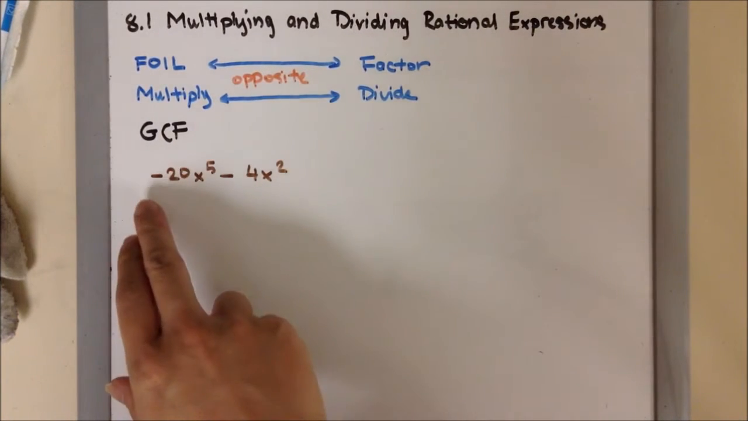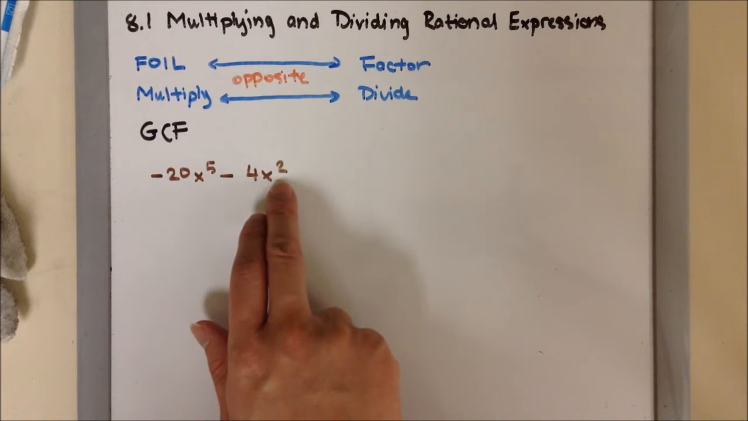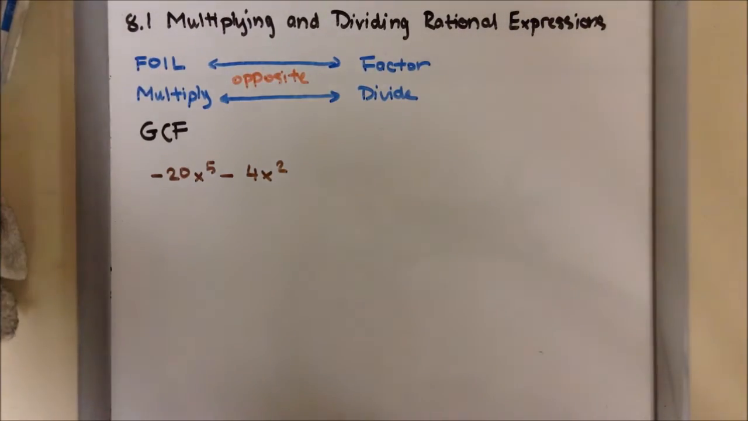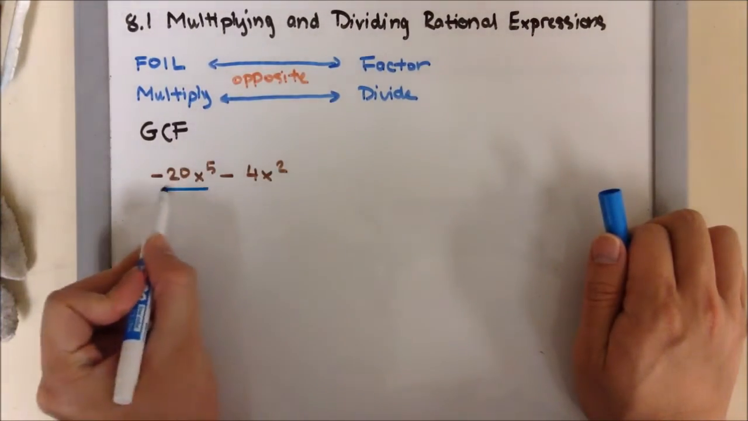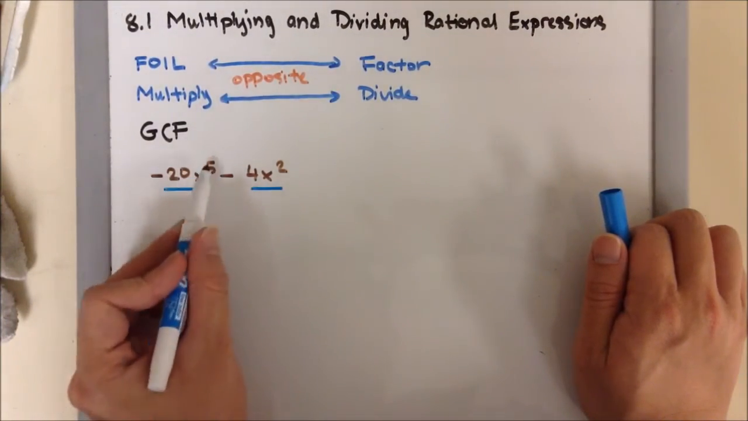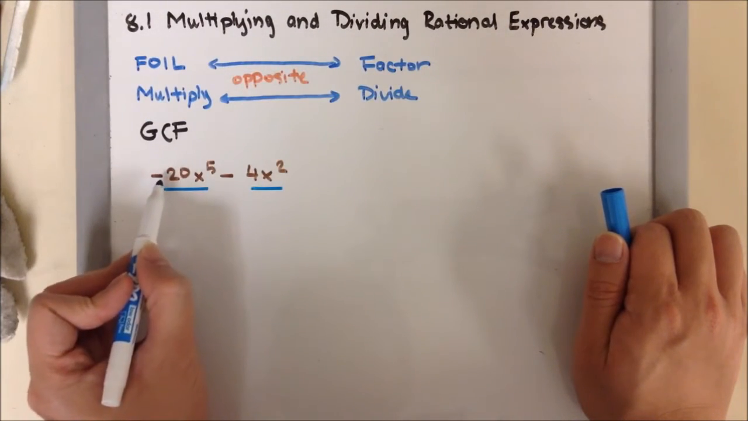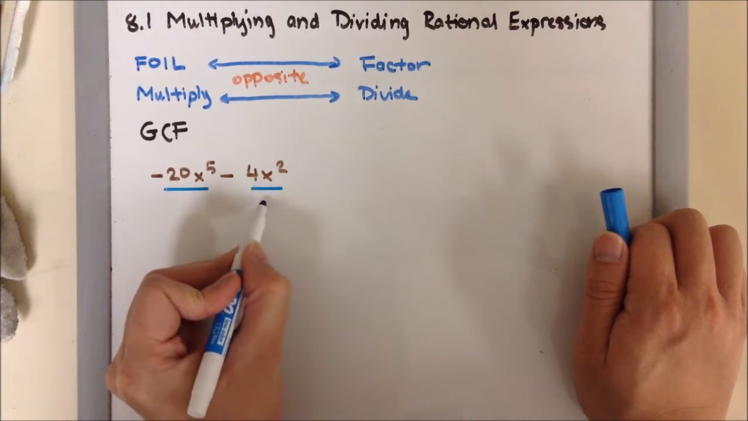In this example, we have negative 20x to the fifth minus 4x squared, or 4x to the second power. So let's start factoring by our GCF. So we have two terms, negative 20x to the fifth and negative 4x to the second power. So we have a negative 20 and a negative 4. Both of these numbers are divisible by 4.